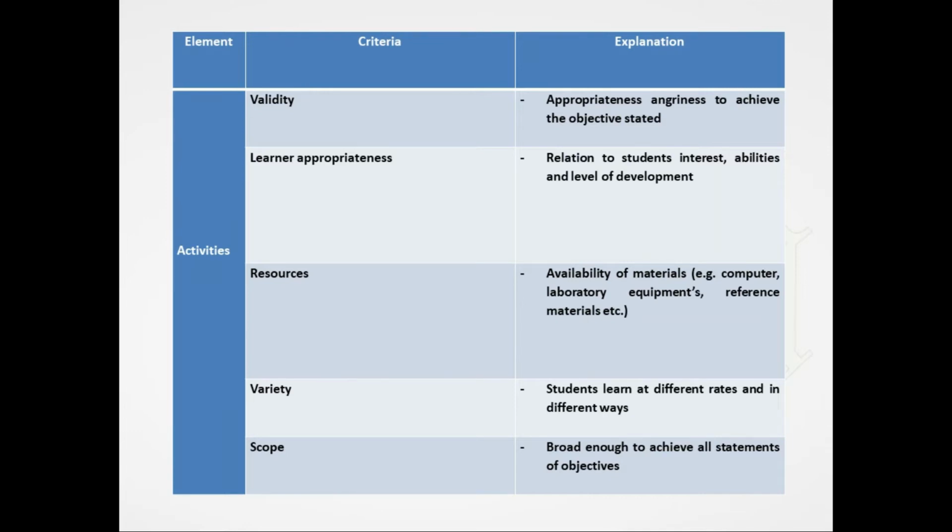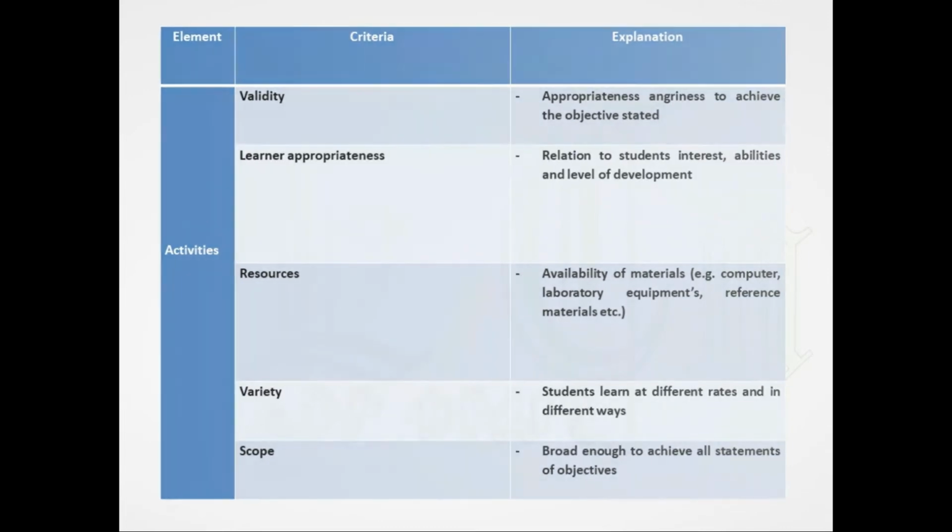Element, criteria, explanation. Activities: validity, appropriateness, adequacy to achieve the objective stated; learner appropriateness, relation to students' interest, abilities and level of development; resources, availability of materials, for example computer, laboratory equipment, reference materials, etc.; variety, students learn at different rates and in different ways; scope, broad enough to achieve all statements of objectives.